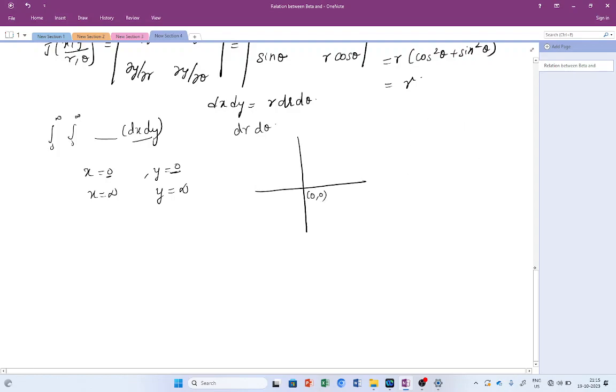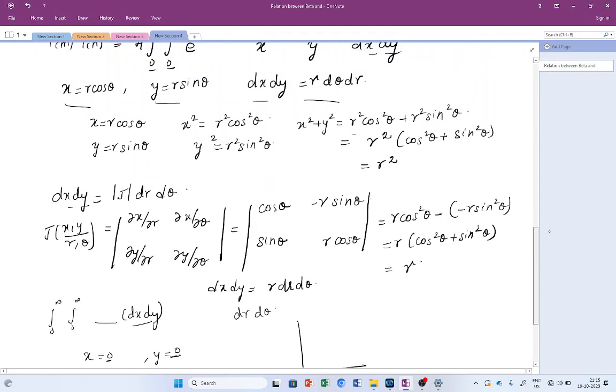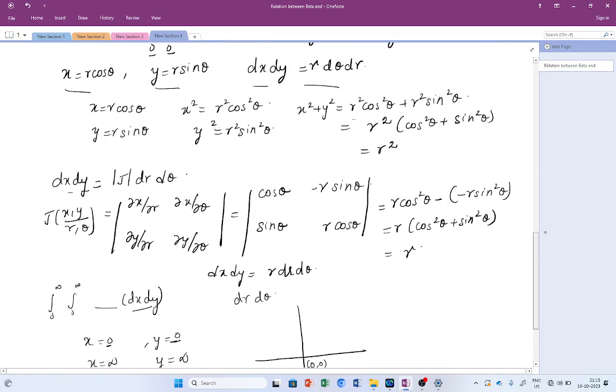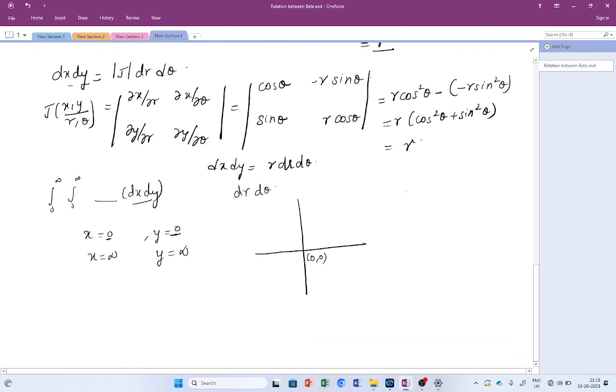Okay, so now you can see here I have an equality: x square plus y square is equal to r square. From this, I can write r as the square root of x square plus y square. Why I'm writing this is I'm going to apply my limits for my r, and I'm going to apply my limits for my theta.